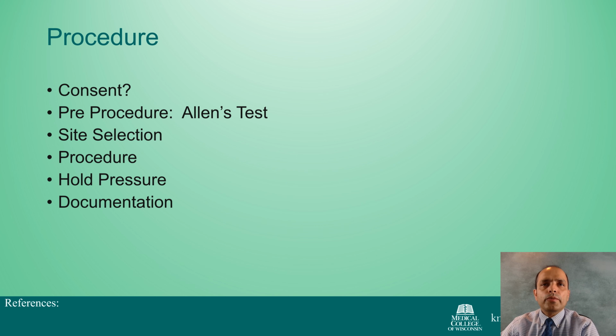Like in all procedures, first of all, you would like to get a consent, and then the pre-procedure checklist consists of performing the Allen test. Then you need to select the side. You can choose any artery. The most commonly chosen arteries are the femoral artery and the radial artery. After you are done with the procedure, you are supposed to hold pressure, make sure that hemostasis has been achieved, and then document the procedure.